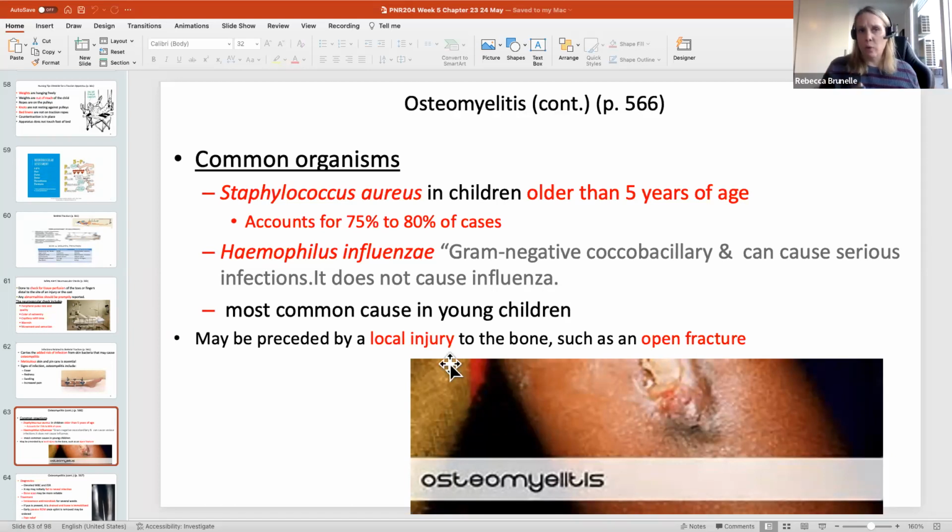There's usually a local injury. An open fracture is a good indication. That's that fracture where the bone snaps in half and then also breaks through the skin. So when that happens, you can imagine that's a setup for bacteria to get into the bone. Sometimes they just kind of fall and hit their leg, and it's not exactly clear how they got bacteria into the bone, but certainly an open fracture is a risk factor for developing osteomyelitis.